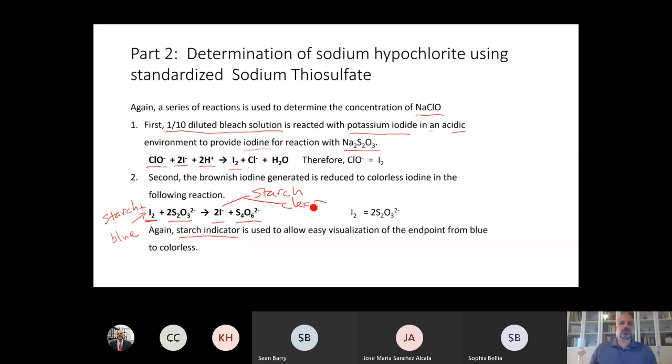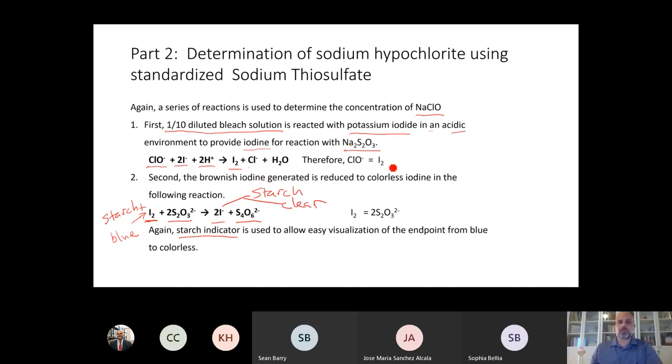So we would have been monitoring for a color change to determine when we've added enough of our sodium thiosulfate to the reaction mixture in order to determine the concentration.